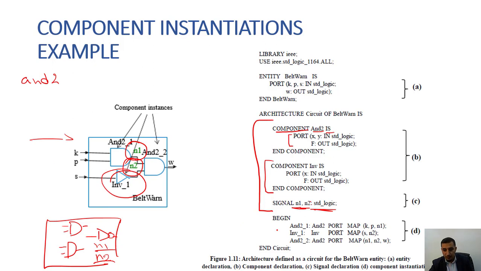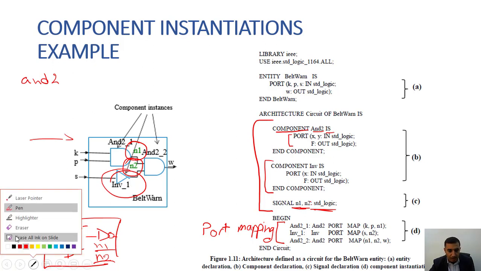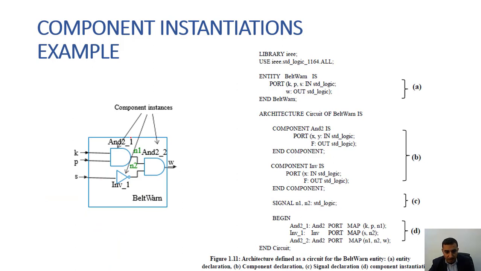To connect them, we start with begin. This is called port mapping. So in port mapping, my first, let me clear this, okay? My first signal is this, and2_1. I give it a name, and2_1. You can call it whatever name you want. Then two dots. It is of type and2. If you want to say a type, it should be declared over here. You cannot call a type here that is not declared over here. It is of type and2.